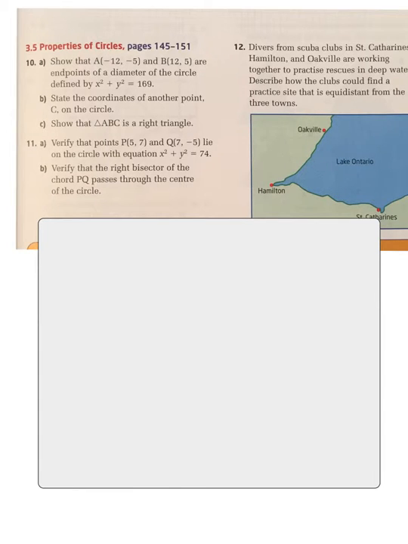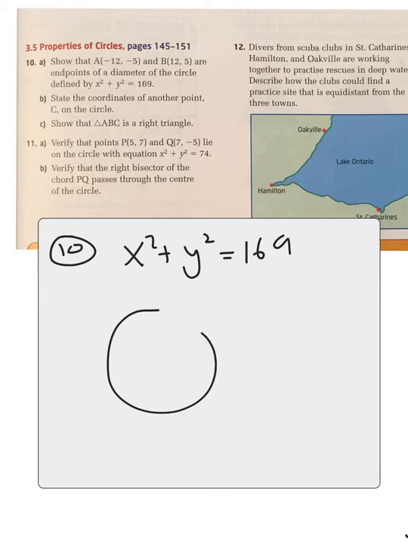Question 10, show that A and B are endpoints of a diameter of a circle. So one thing you can do for this is just substitute them in to prove that they actually lie on x squared plus y squared equals 169. And then we're going to find the midpoint. So if you know the endpoints of a diameter like this, the midpoint of the diameter should be the center of the circle, which we know in this case is 0, 0. So there's the point 12, 5. And the point negative 12, negative 5 is down here. If you find the midpoint after proving they're both on the circle, then you've done it.